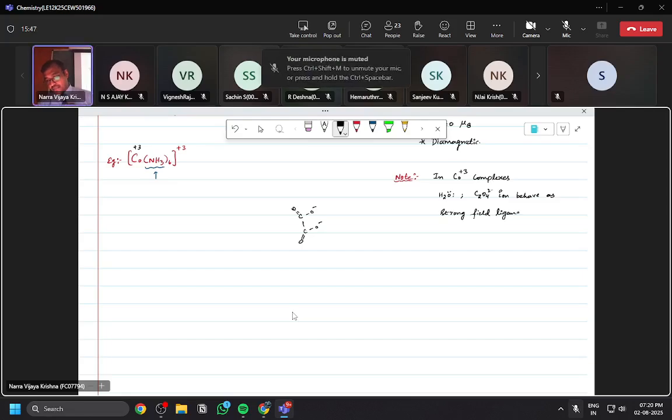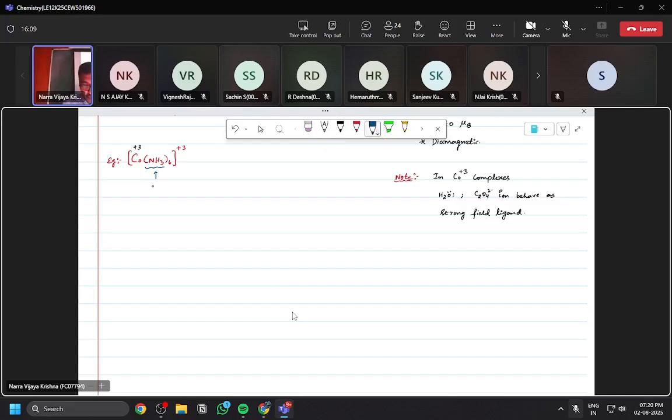Right? In cobalt plus 3 complexes, generally water and oxalate, oxygen is donor. If oxygen is donor, we have to consider them as weak field ligand. But in case of cobalt complexes, they behave as strong field ligand, special case. That's why we have taken it as a note. Now come back to this.